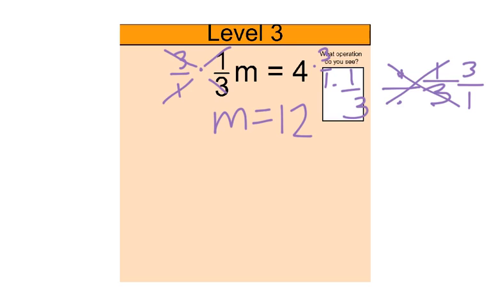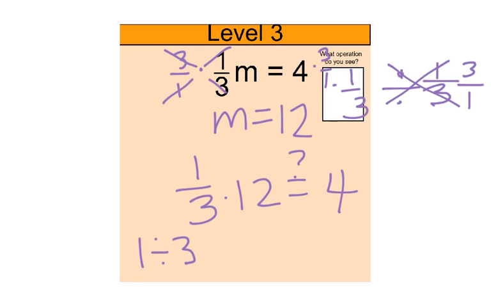Always a good idea to check your answer, though, especially when you're doing some of these harder problems, and these are not hard to check. 1/3 times 12, is it equal to 4? 1/3 of 12 is actually 4. If you need to type that in your calculator, you could go 1 divided by 3, and then you need to times it by 12, and you will get 4.